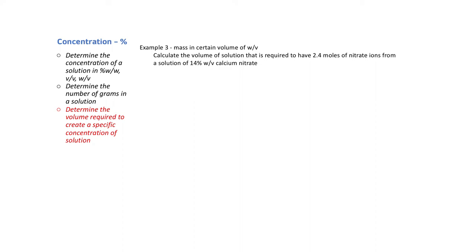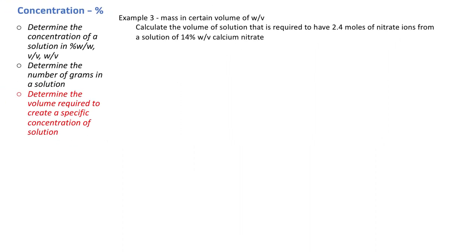Another question. Calculate the volume of solution that is required to have 2.4 moles of nitrate ions from a solution which is 14% weight for volume calcium nitrate. What we're going to do is look at the moles of the nitrate ions and think, well, I need to get the mass of the calcium nitrate. So how do I turn this 2.4 moles of nitrate ions into mass of calcium nitrate? We need 2.4 moles of nitrate ions, so the number of moles of nitrate ions required is equal to 2.4 moles. That's just from the question.